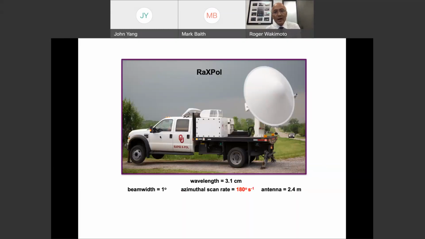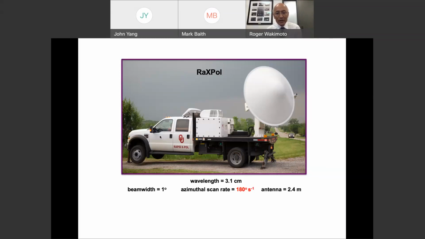So all of the data that I'll be presenting in this seminar has been collected by a radar called RAXPOL. That acronym stands for Rapidly Scanning X-band Polarimetric Radar. Let me just touch on all three aspects so you know what I'm talking about. Below, you see the wavelength is 3.1 centimeters, and that tells you about the X, because 3.1 centimeters is the X band in the electromagnetic spectrum. The beam width is 1 degree, which is fairly typical of radars.